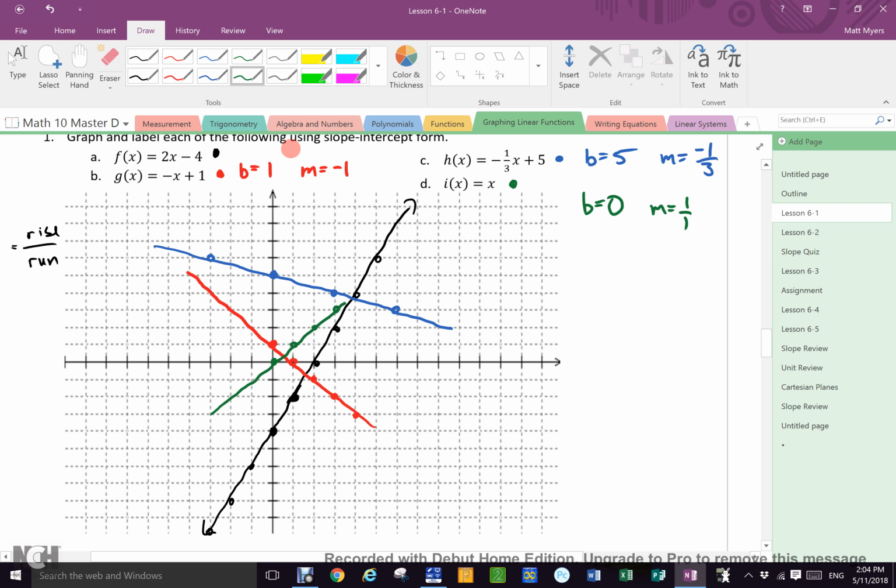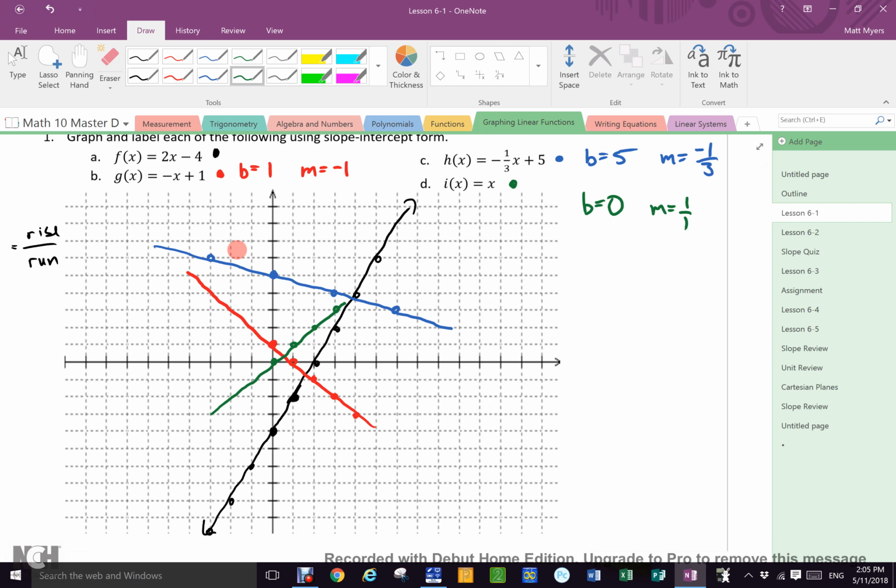So the red one, positive 1 for a B, and my slope was negative 1. So down 1, right 1, or up 1, left 1. Everybody cool with the red one? Yeah? The blue one, my B was 5, so I went up to 5. My slope was negative 1 over 3. Negative 1, there's my negative part, and then positive 3. Or I can go the other way. Positive, but then I needed a negative run. Does everybody get that one?